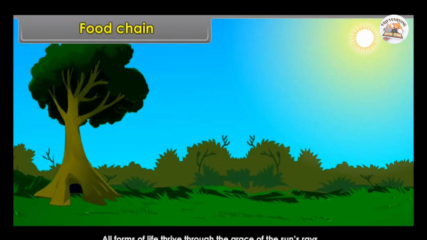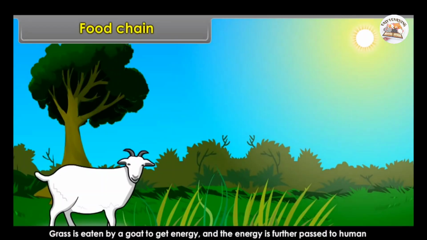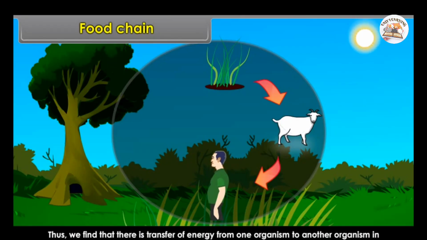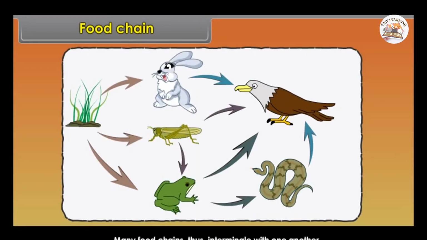All forms of life thrive through the grace of the sun's rays. Grass grows due to solar energy. Grass is eaten by a goat to get energy, and the energy is further passed to human beings through goat's milk or meat. Thus, we find that there is transfer of energy from one organism to another organism in the form of food. This transfer of energy from one organism to another organism is called food chain. Many food chains thus intermingle with one another, showing complex relationship of organisms at different levels, and form a food web.